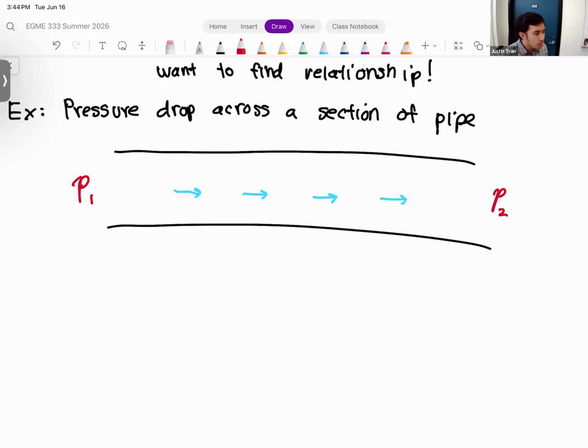And then to drive the flow, we need a difference in pressure. So P1 is going to be bigger than P2. So as flow goes through this pipe, pressure is going to drop.